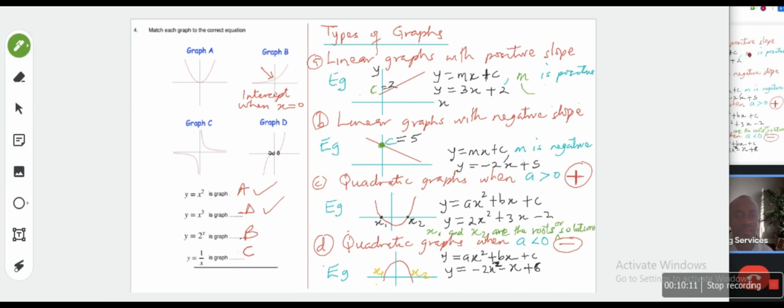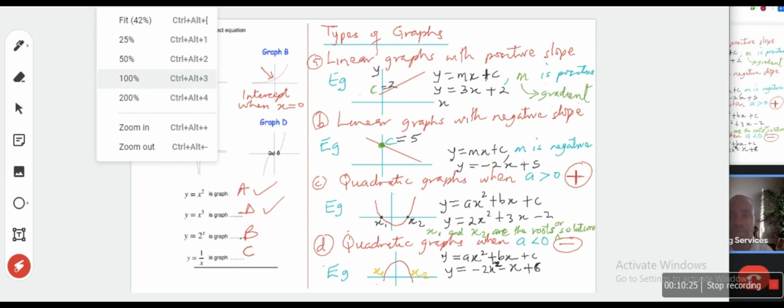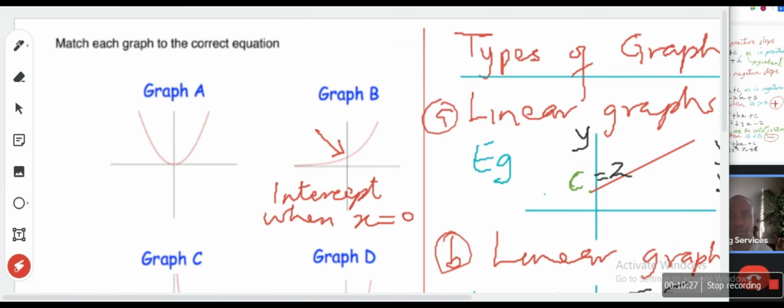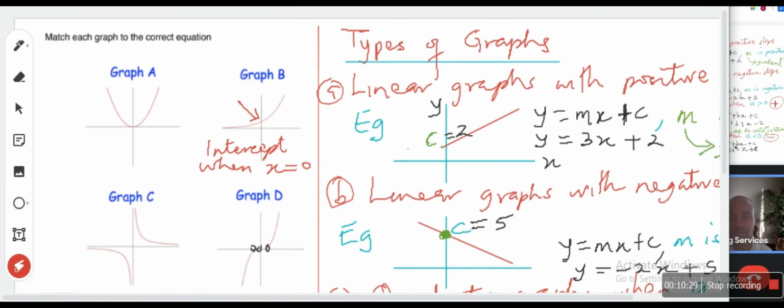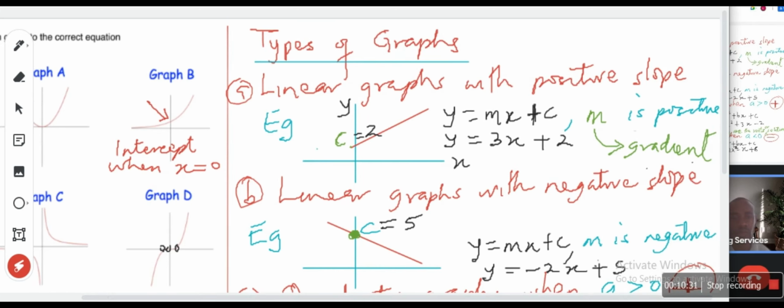In this case, the gradient is positive. The gradient is positive because it's sloping upwards. An example is y equals 3x plus 2. So I can zoom this in a bit. An example is y equals 3x plus 2. What's the value of the gradient in y equals 3x plus 2?